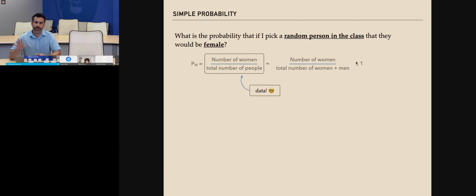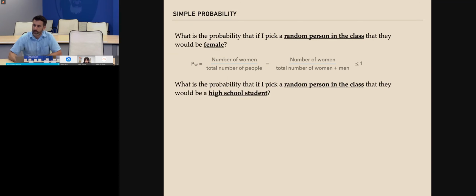And it always has to be bounded by 1. It can't be bigger than 1, right? Because there's never going to be more women than total people in the room. But it can be 0, right? It could be no women, and everybody else, and then this number will be 0 on top. So it's always bounded between 0 and 1.